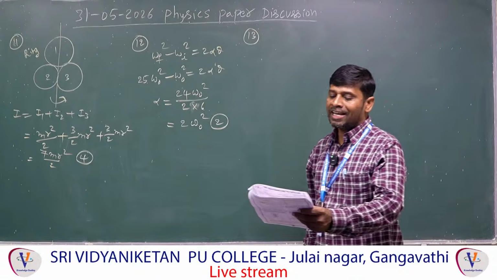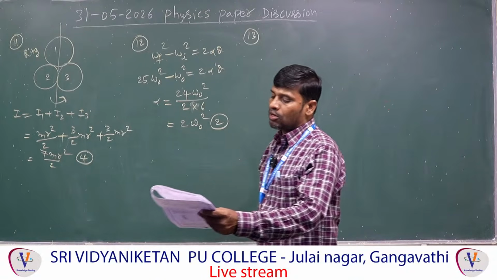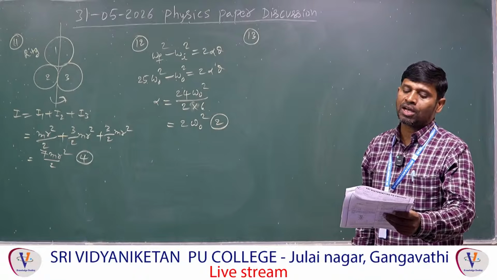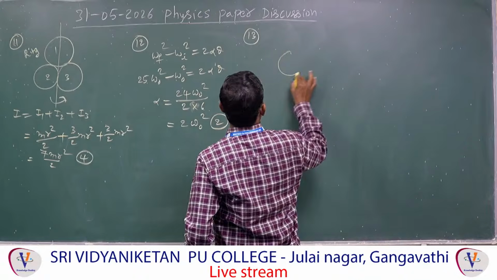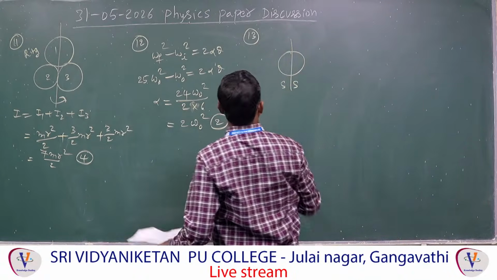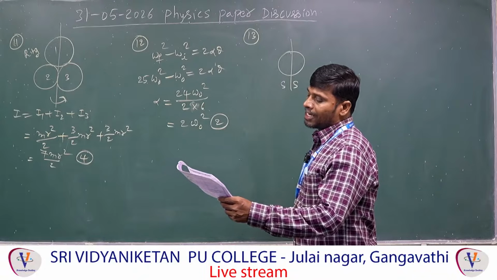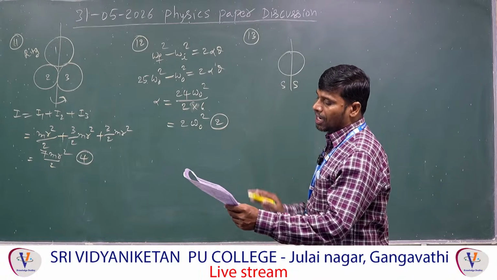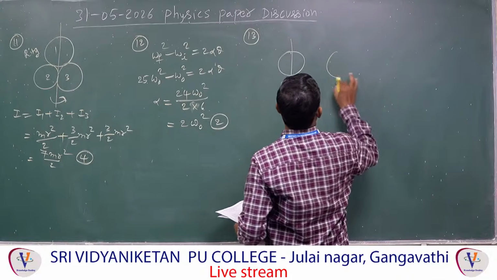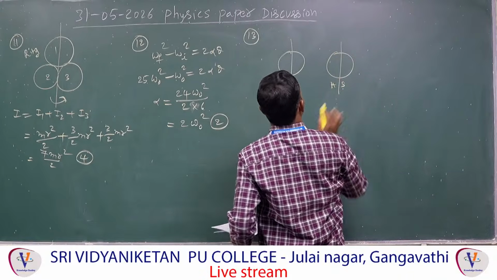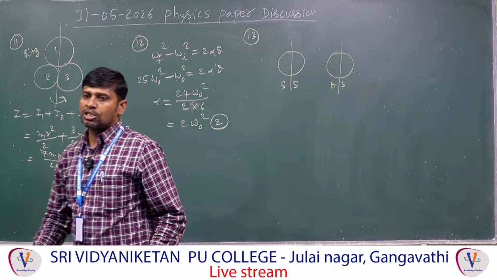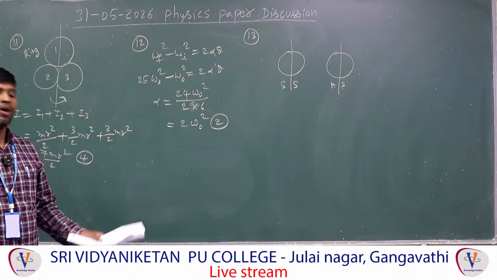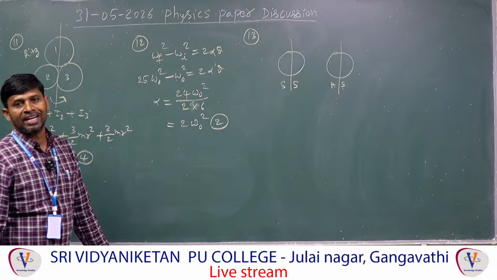The ratio of the radius of gyration of the solid sphere of mass m and radius r about its own axis, this one is the solid sphere, and the radius of gyration of the thin hollow sphere of the same mass and radius, this one is the hollow sphere. Solid sphere and hollow sphere are rotating about their own axis. What is the radius of gyration?